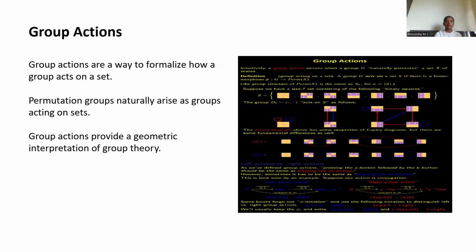Group actions. Group actions are a way to formalize how a group acts on a set. Permutation groups naturally arise as a group acting on a set. Group actions provide a geometric interpretation of group theory.